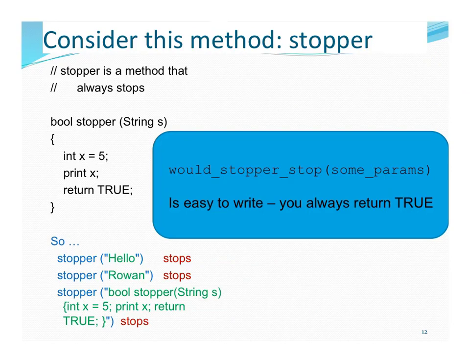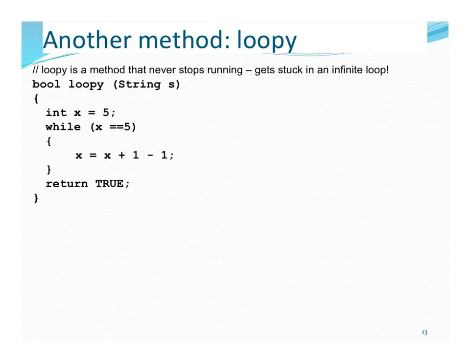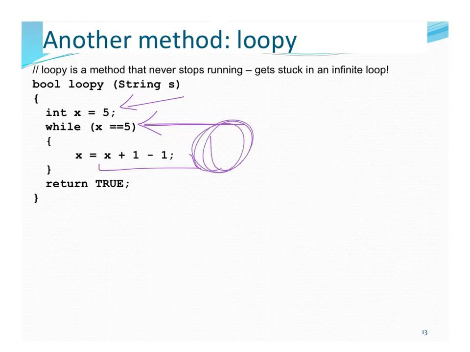So I could write a specific would-stopper-stop method, right? For this particular stopper method, and no matter what the parameters are, you just return true, right? Stopper always stops. So did you guess what was coming next? I'm sure you did. I've got this method called Loopy. Loopy gets stuck in an infinite loop, right? So x gets initialized to 5. As long as x is 5, we update x by adding 1 and subtracting 1 to it, which means it stays as 5, and we're stuck in an infinite loop, right?